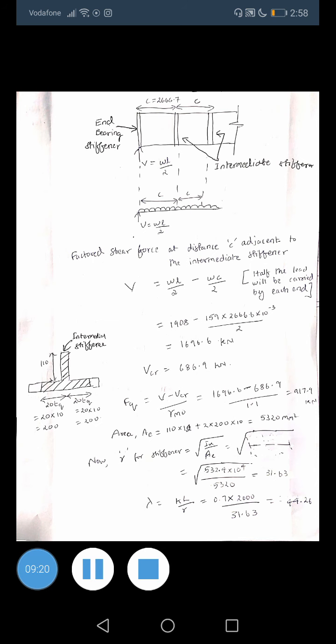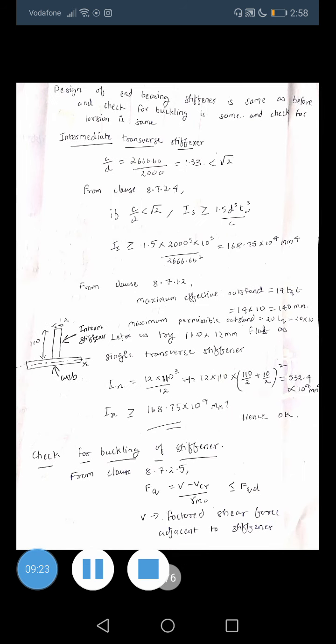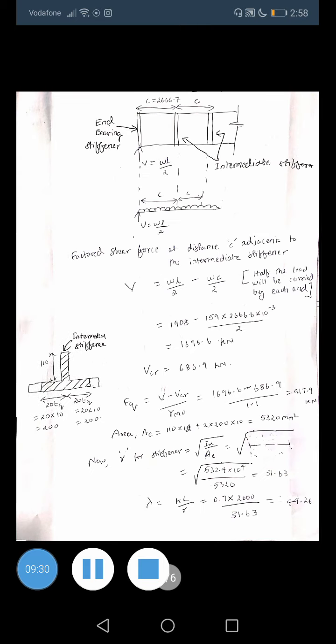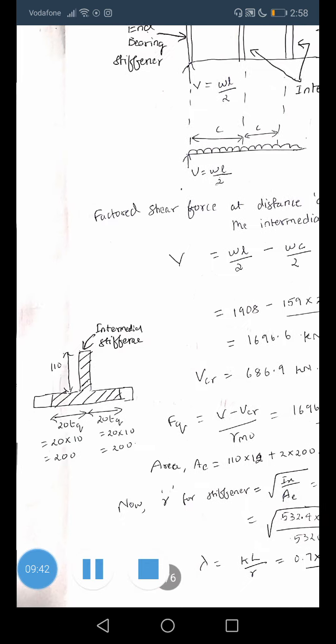Now you need to calculate FQD from clause 8.7.2.5. FQ equals V minus VCR by gamma m naught should be less than or equal to FQD. Now what is FQD? FQD is the load carrying capacity of the stiffener. So how do you calculate the load carrying capacity? If you remember, while you designed the end bearing stiffener, you used this concept, that is the maximum permissible outstand that you need to consider while finding out the buckling strength.